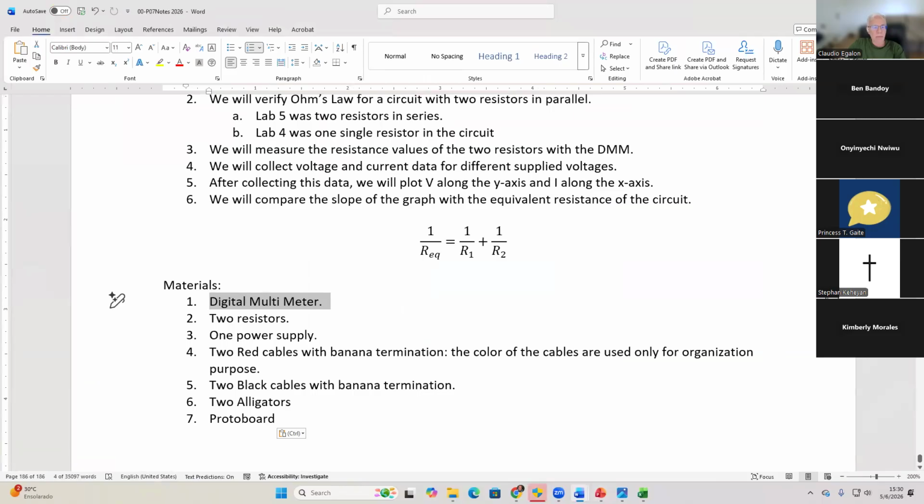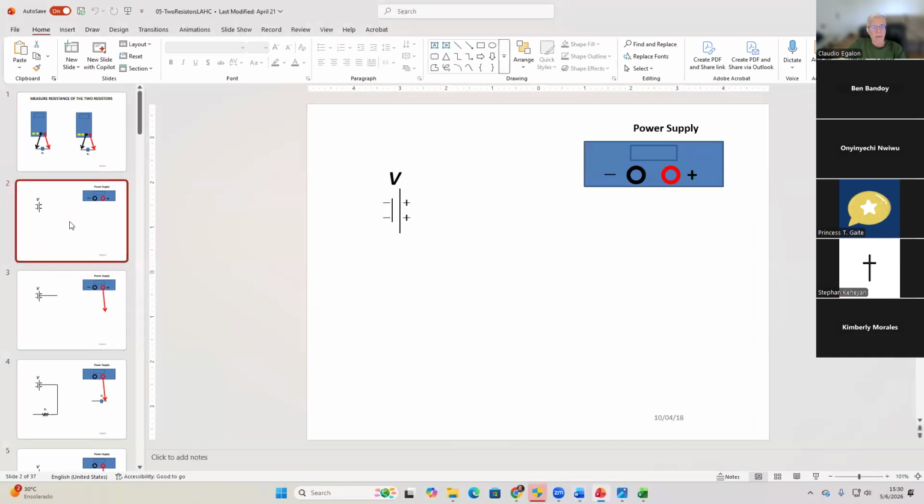Two resistors. One power supply. That's what the next slide is all about. Here you go. Power supply. That's the representation of the power supply. Two plates, one is smaller than the other one. The smaller plate has a negative polarity. The larger plate has positive polarity.